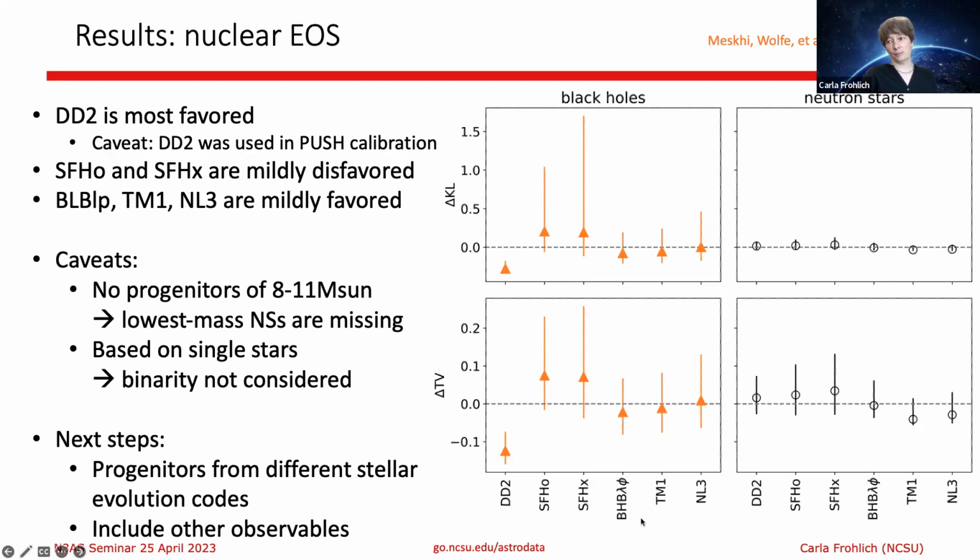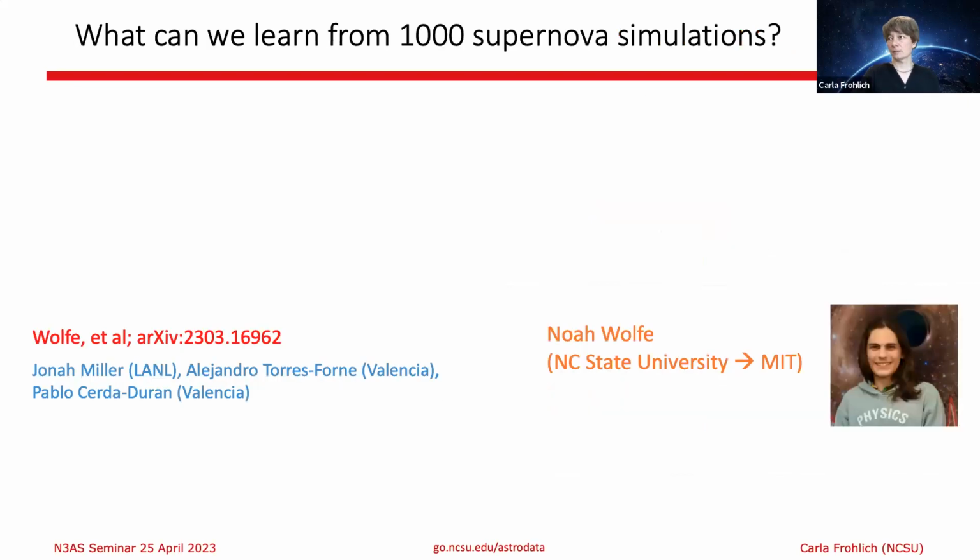Obviously, looking at different progenitors would be interesting, since these are all from the Kepler code, so they're in a sense all similar because they come from the same code. But I think the scientifically most interesting direction is to expand this analysis to include other observables beyond just remnant masses. All right, that's the first project that we did with our sample of 1,000 supernova simulations.